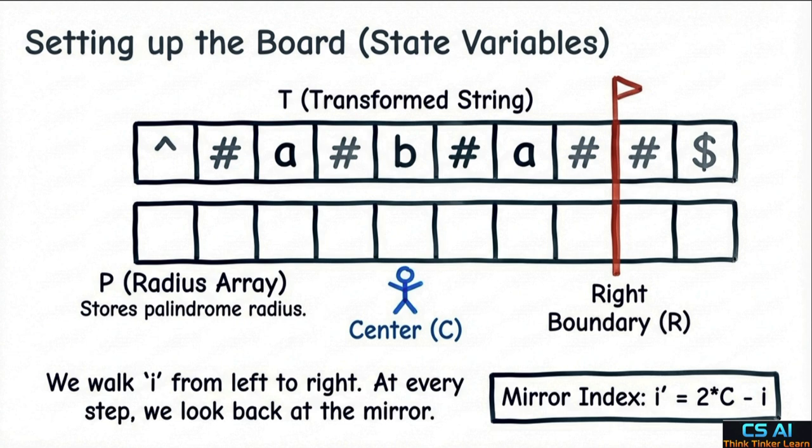As you walk i from left to right, we constantly check if we are still within the known universe defined by R. If we are, we look back at the mirror to see what we can skip. This setup is what allows the algorithm to have memory of what it has already processed.